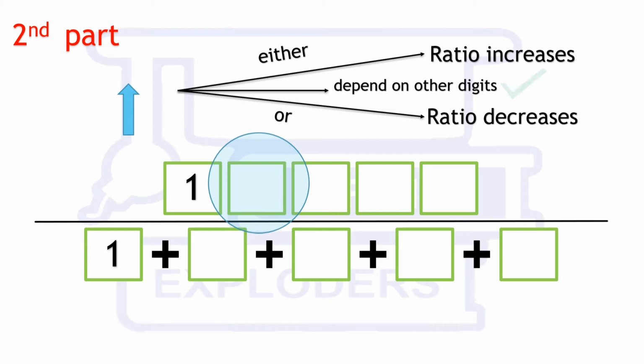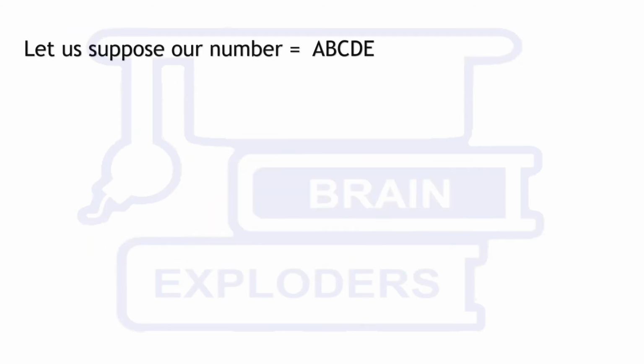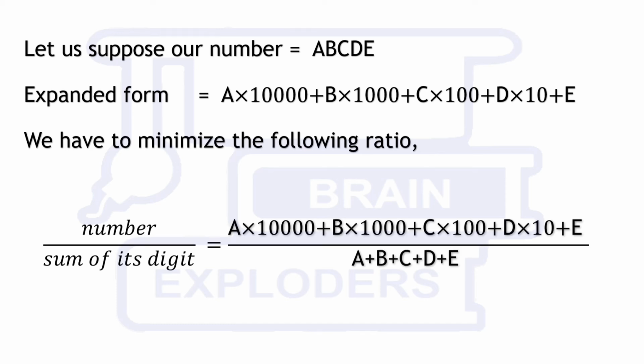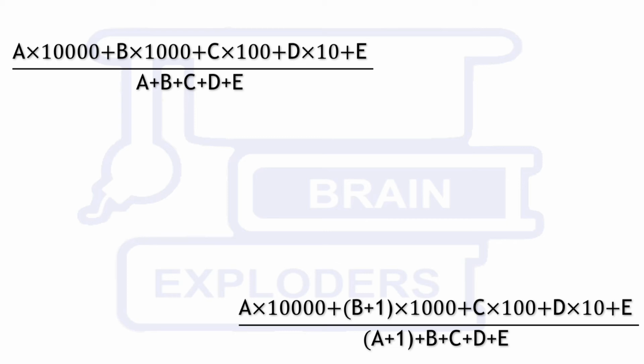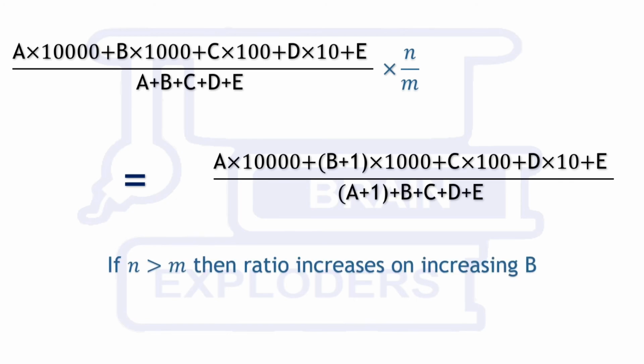Now we will check the second digit, but this time we will get something different. Here you will see that it depends on other digits, that is, it depends on whether C, D and E are less or greater than something. So we will check it later, and all the remaining digits will clearly be as large as possible. Now we will analyze the second digit. Again with the same concept, we will suppose that our number is ABCDE. Its expanded form is as before, but this time we will take B plus 1 in place of A plus 1, because we have to increase the second digit.